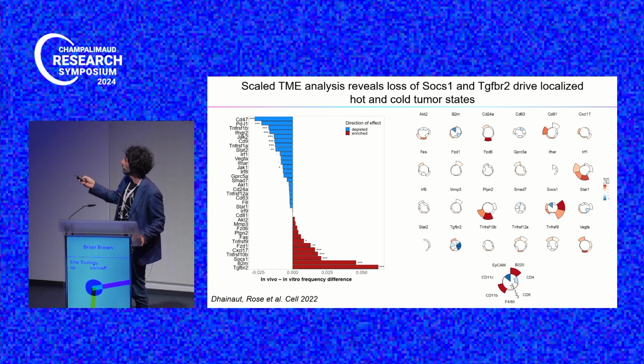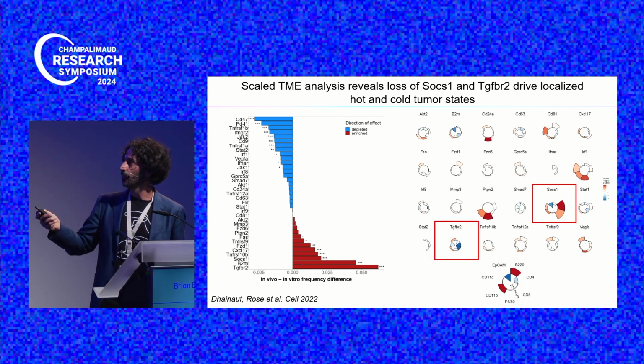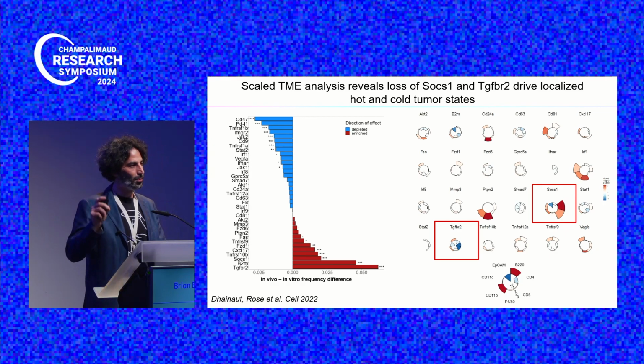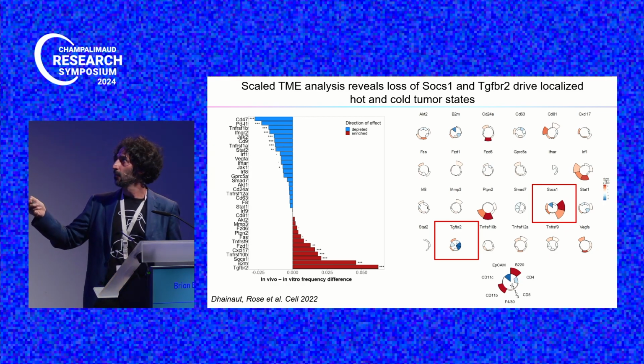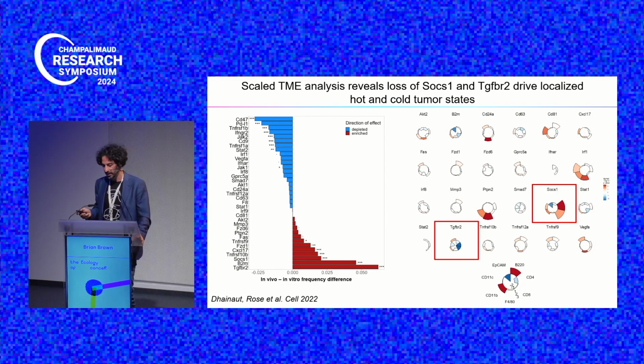And so that's what you're seeing here. Each of these plots is telling you what the TME is of each of these knockouts. And the ones I want to highlight here are SOX1 and TGF-beta receptor 2. So those tumors grew better, but they had opposite TMEs. When you knocked out SOX1, you had a T-cell enriched tumor microenvironment, and when you knocked out TGF-beta receptor 2, you had a cold tumor microenvironment with fewer T cells in them, and yet these were both highly enriched.